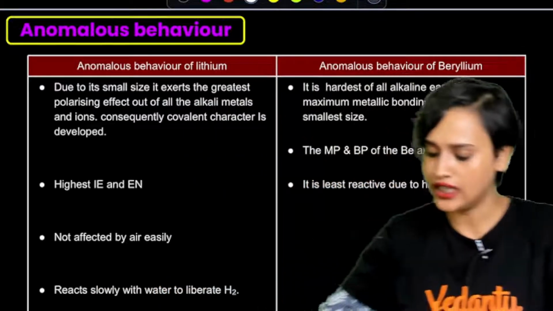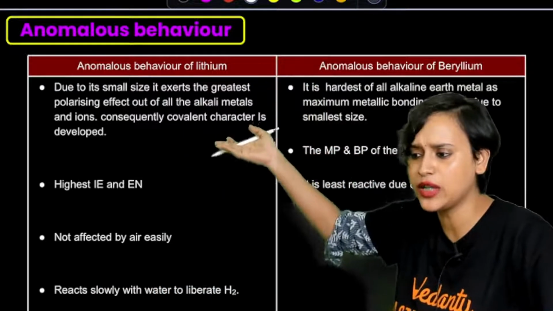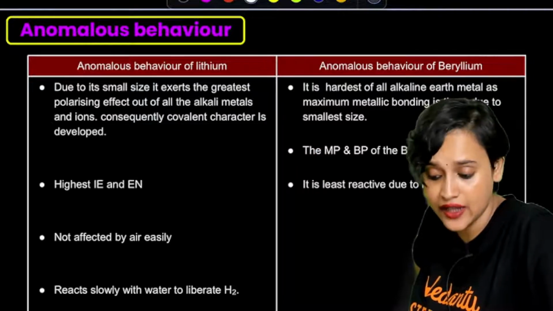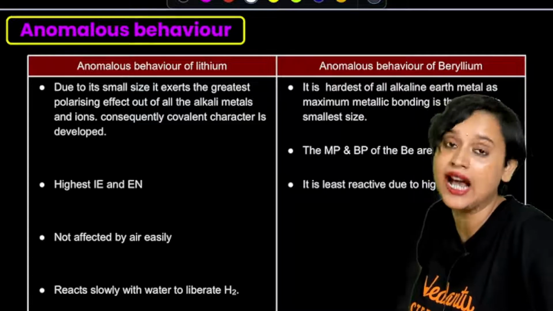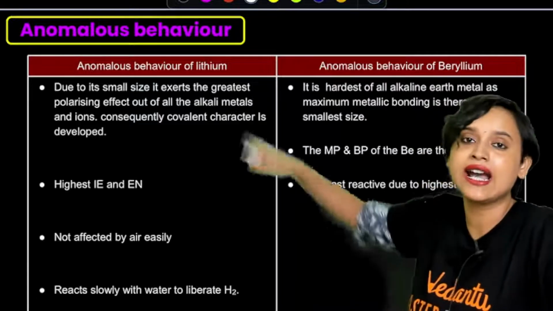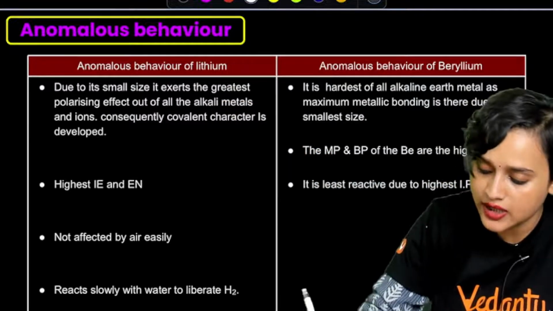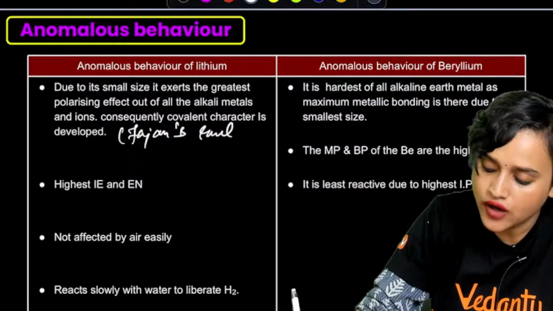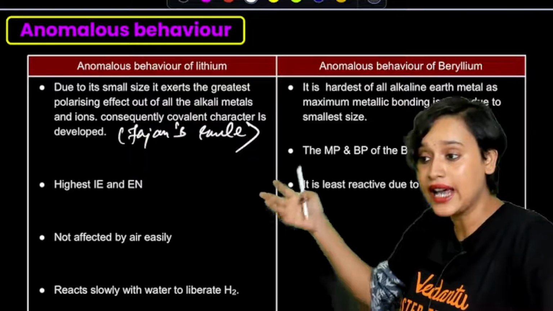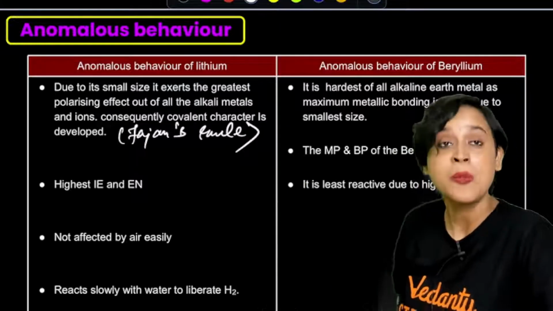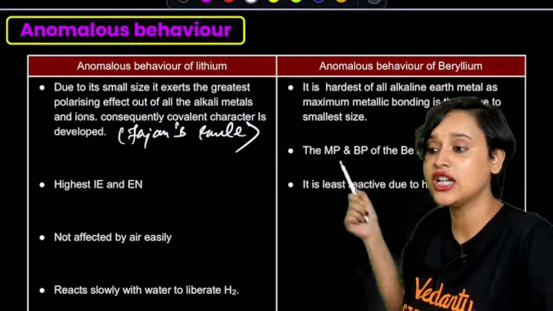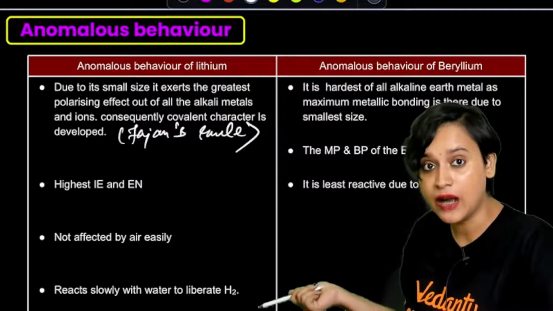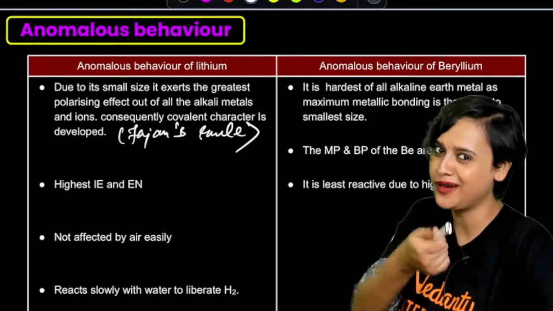Very similarly, just read it, everybody, what is written. Due to its small size, it exerts the greatest polarizing effect out of all the alkali metals and ions. Consequently, covalent character is developed. This is basically nothing but your Fajans' rule. Polarizing character increases. It has high ionization energy and high electronegativity. We have already spoken about it. It is not affected by air easily. We have also spoken about it, right?